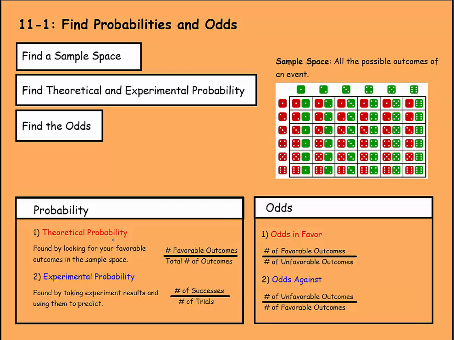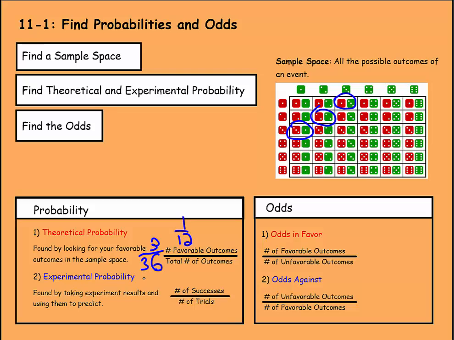We're looking at theoretical probability and experimental probability. Probability is just the chances that something favorable is going to happen. So theoretical probability is found by looking for your favorable outcomes in the sample space. So let's say in this sample space I really wanted to roll a 4. So I'd put my favorable outcomes on the top over the total number of outcomes on the bottom. So here's a 4: a 1 and a 3, a 2 and a 2, and a 3 and a 1. That's a total of 3 outcomes. And the total number of outcomes we've determined already is 36. So it's 3 out of 36, which simplifies into 1 out of 12.